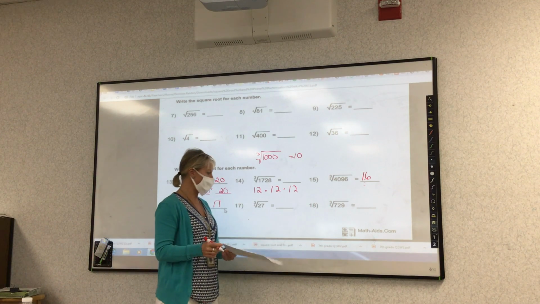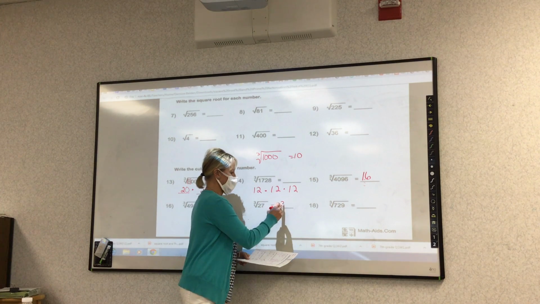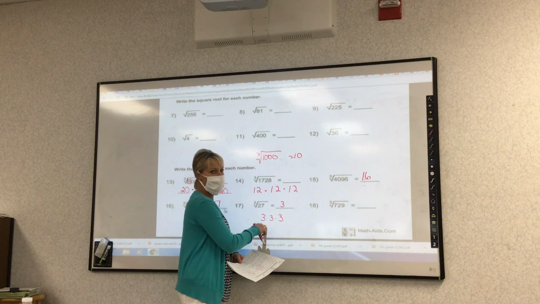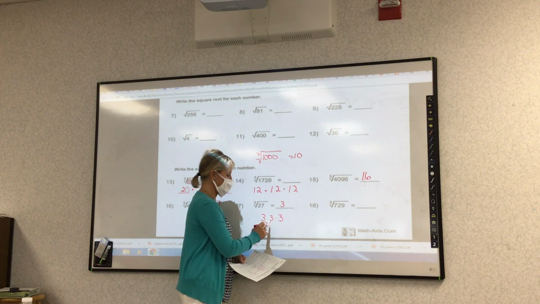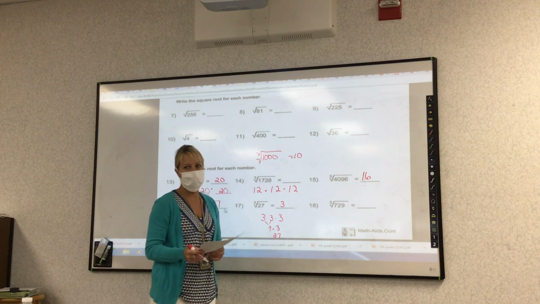Number 17. The cube root of 27 is not 9. It's 3, because 3 times 3 times 3. Yeah, write that underneath of it. 3 times 3 is 9. 9 times 3 is 27.